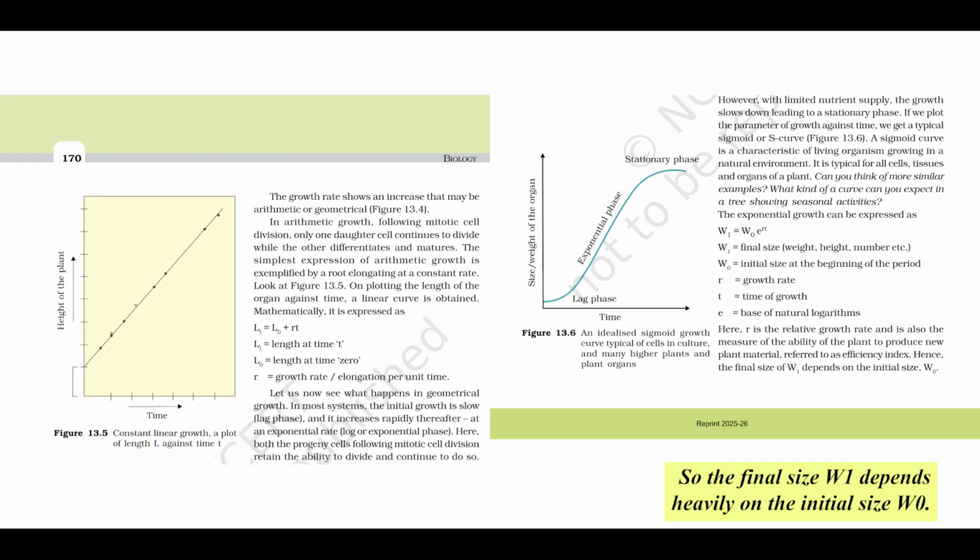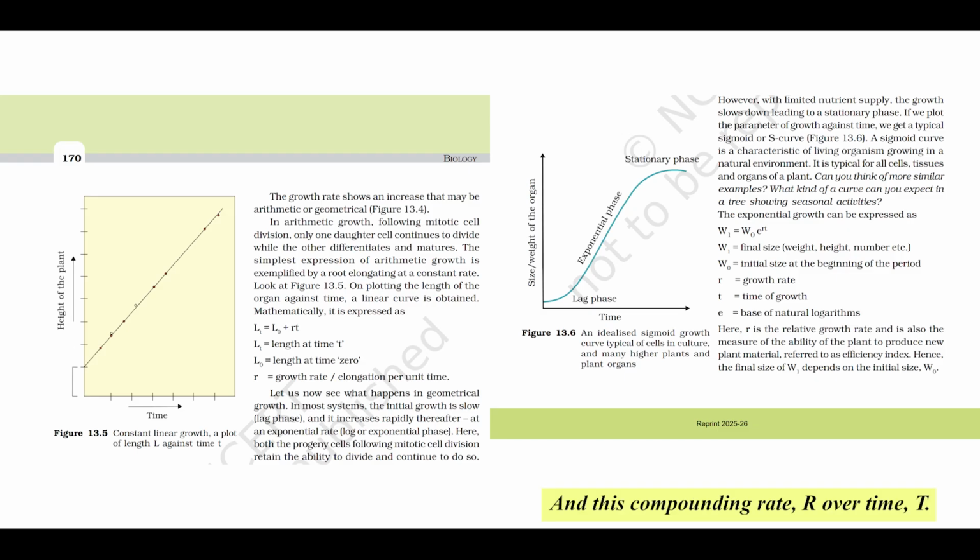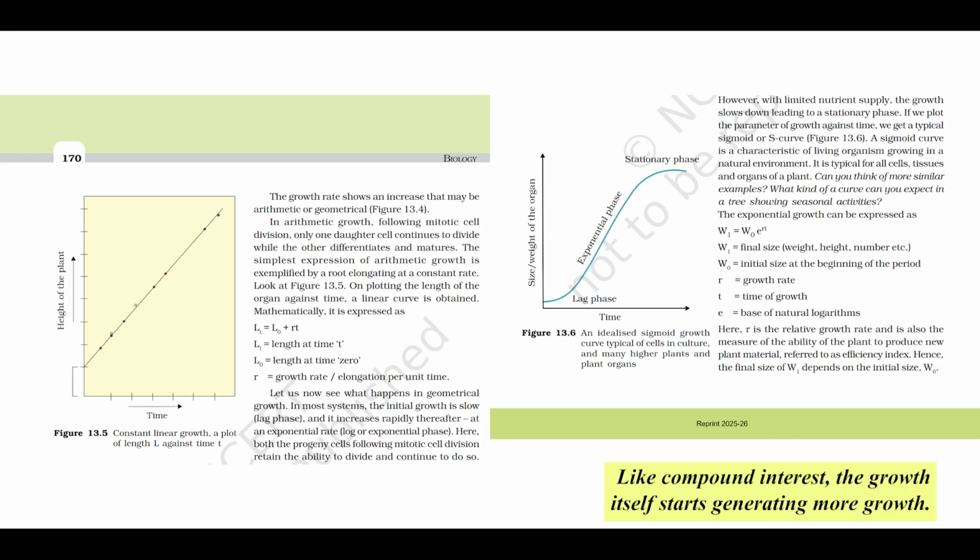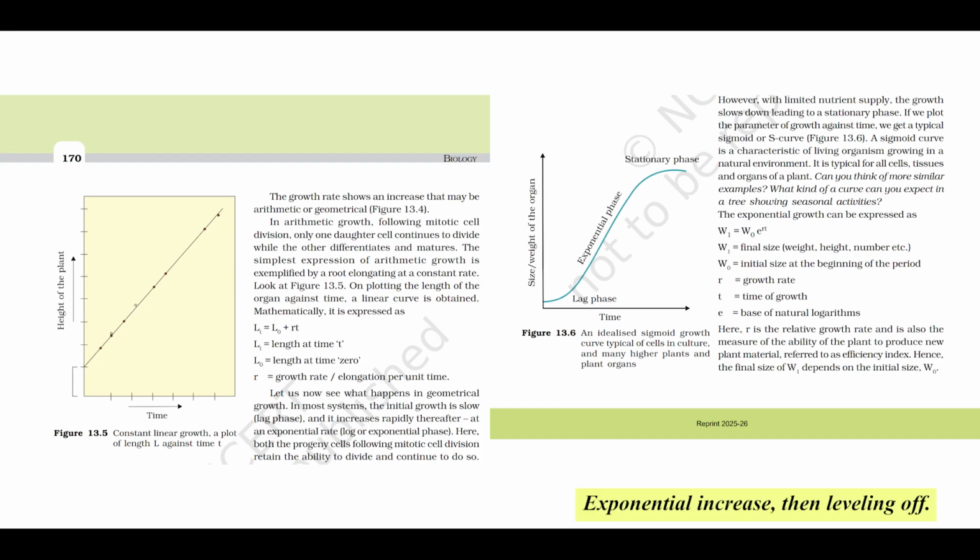So the final size W1 depends heavily on the initial size W0, and this compounding rate R over time T. Like compound interest, the growth itself starts generating more growth. Exactly. That's the perfect analogy for geometric growth. Exponential increase, then leveling off. Okay, arithmetic is linear, geometric is exponential, leading to an S-curve.